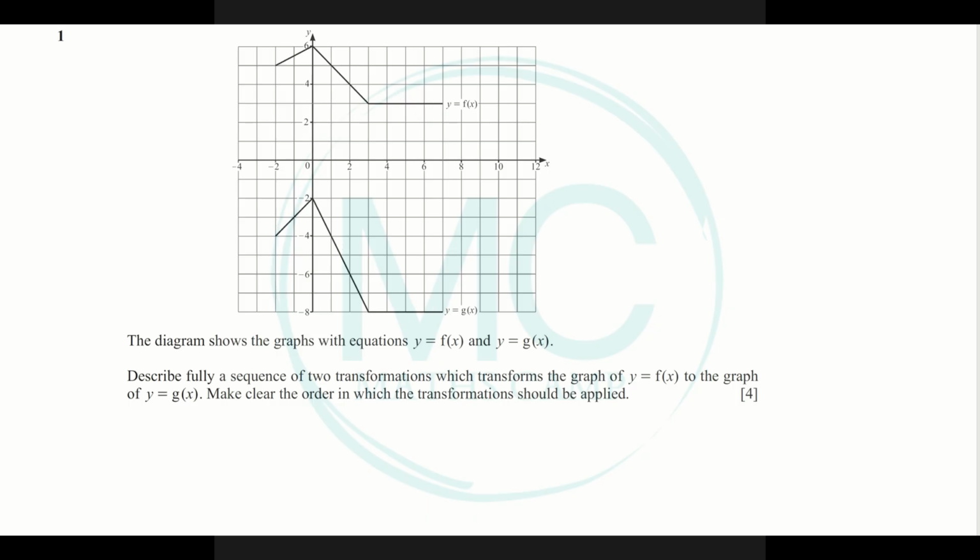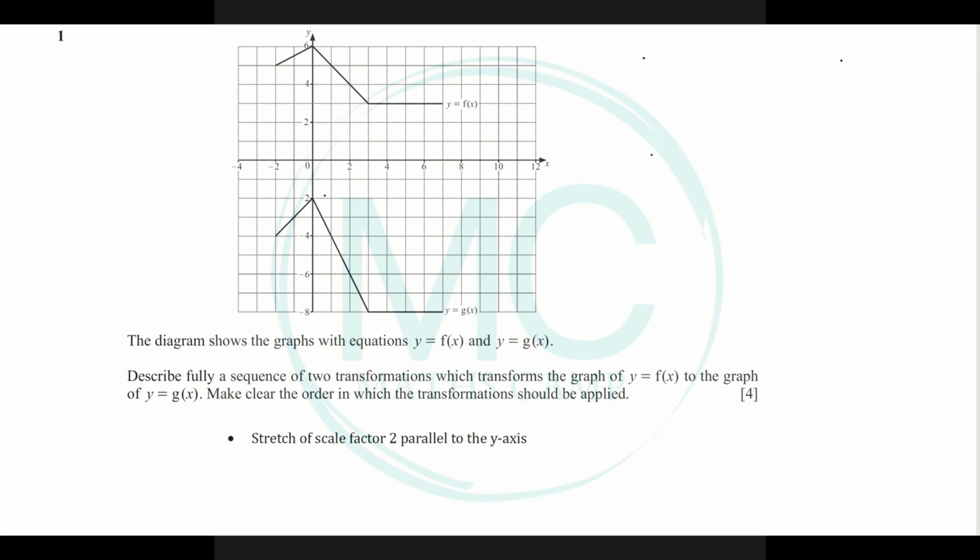So now let's consider the stretch parallel to the y-axis. We can use the blocks and count the number of blocks that f of x covers vertically. 1, 2, 3. Now let's look at g of x. 1, 2, 3, 4, 5, 6. G of x is twice the height of f of x, which means that f of x has been stretched by a scale factor of 2. So for our first point in our answer, we can say that there is a stretch of scale factor 2 parallel to the y-axis. Now we can consider translation, movement up or down, or left or right.